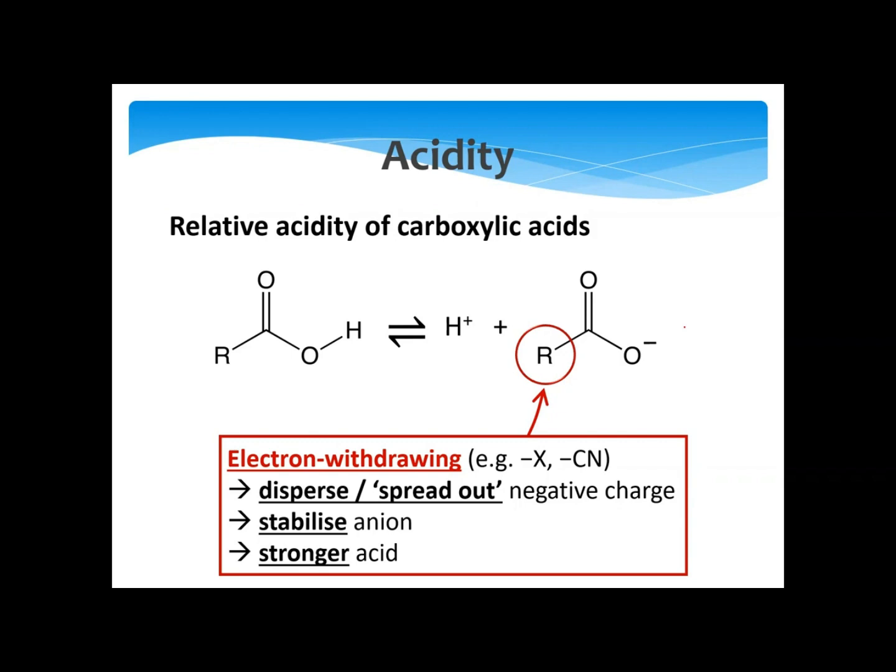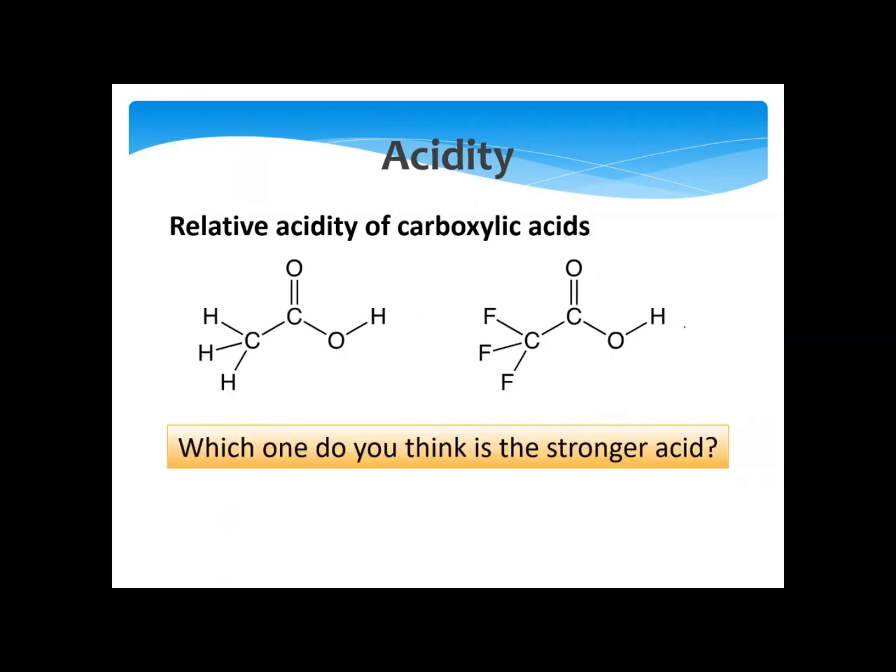So if we go back to the earlier two examples I showed you, which do you think is the stronger acid? I think a very obvious difference is really between this CH3 group here and the CF3 group. Fluorine is a very electronegative atom, yeah? So which one do you think is the stronger acid?